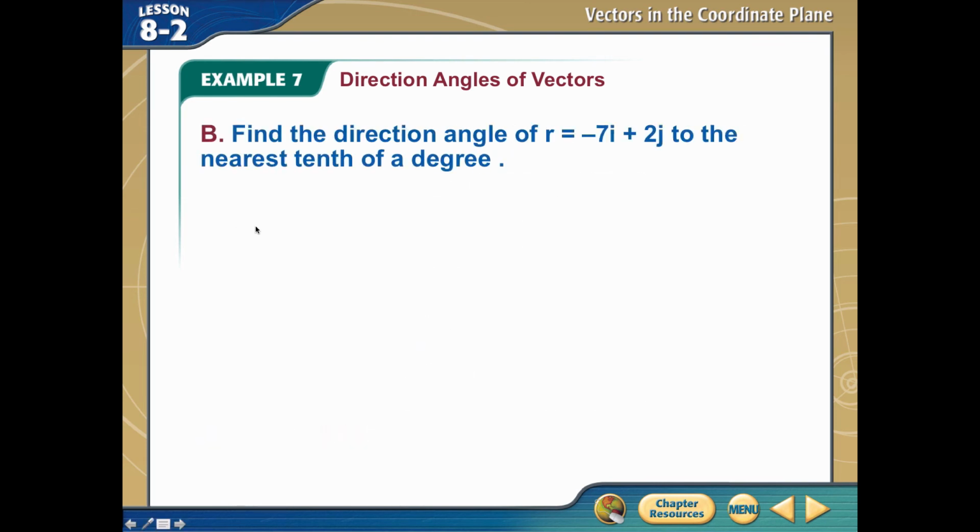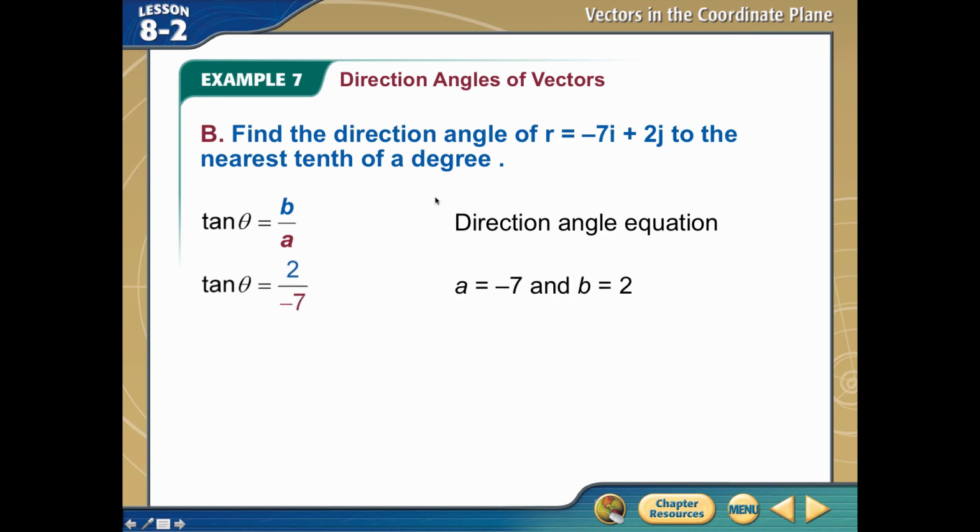Didn't ask us to do that. Okay, direction of the angle R, -7, 2. Here's where it gets a little tricky, because you're going to do the inverse tangent of -2/7. Inverse tangent is going to give you an answer in the first or fourth quadrant on your calculator. You need an answer in the second quadrant because x is negative, y is positive.